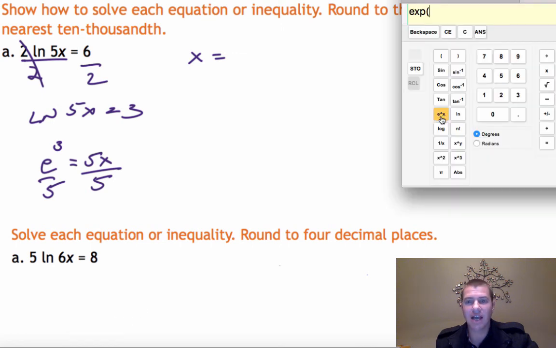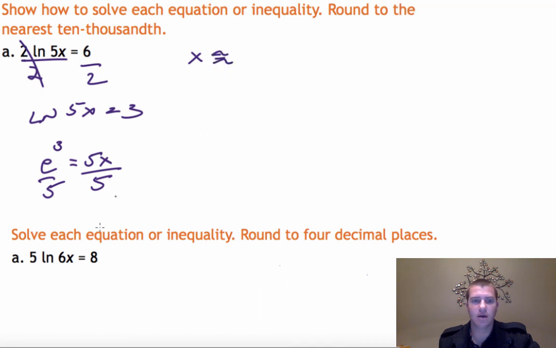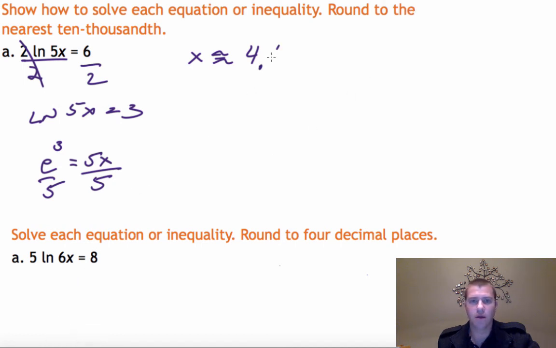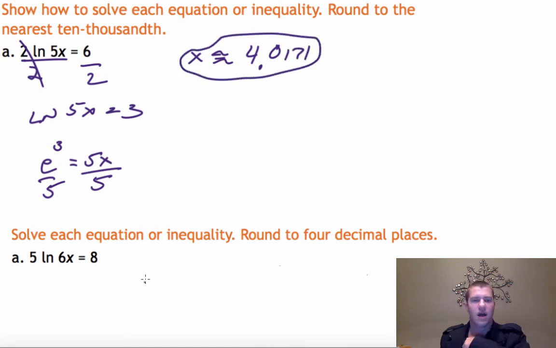So my e raised to the x is right here, raised to the third, equals, and then divided by 5. So I get x is equal to approximately 4.0171. I'll show you the answer to this one in 2 seconds.